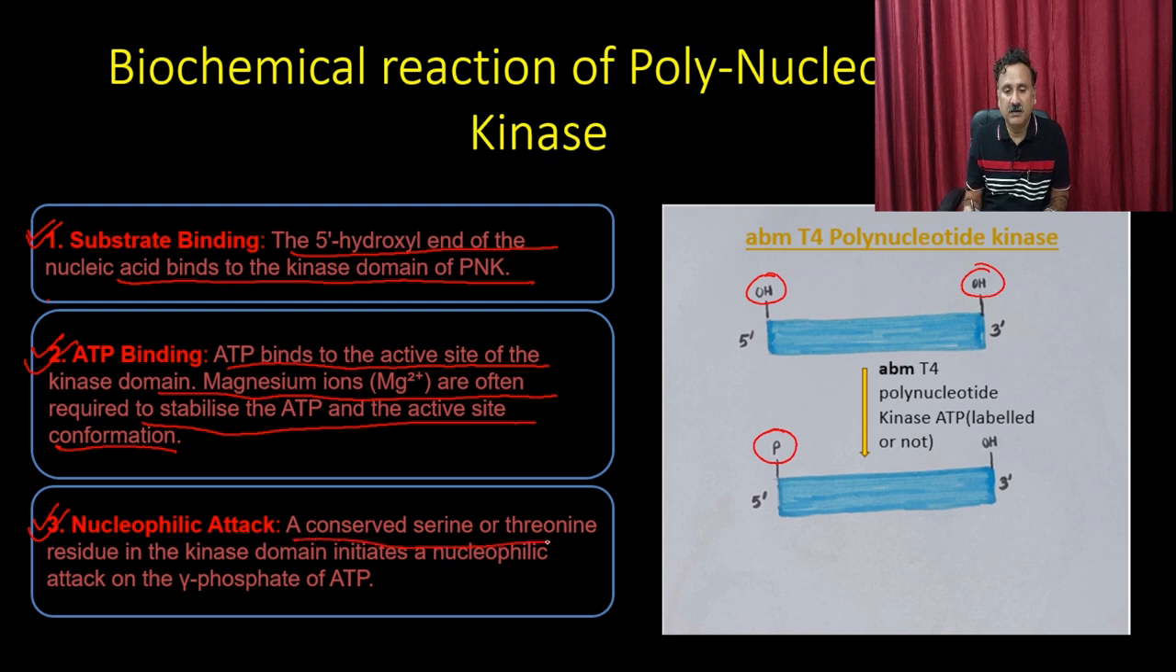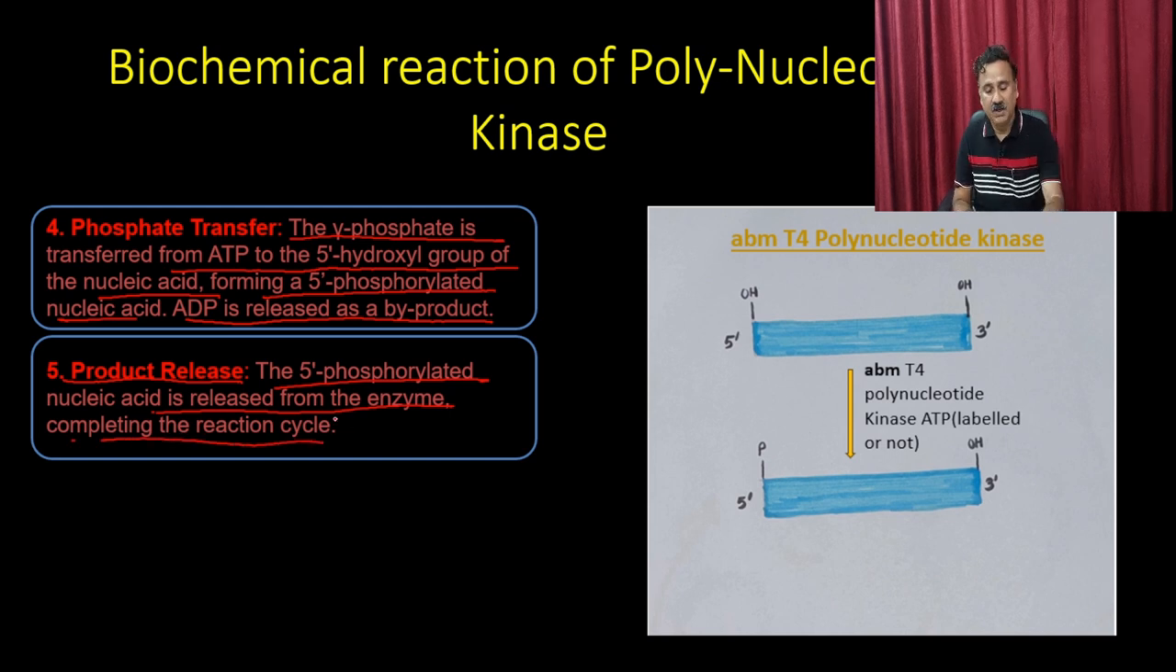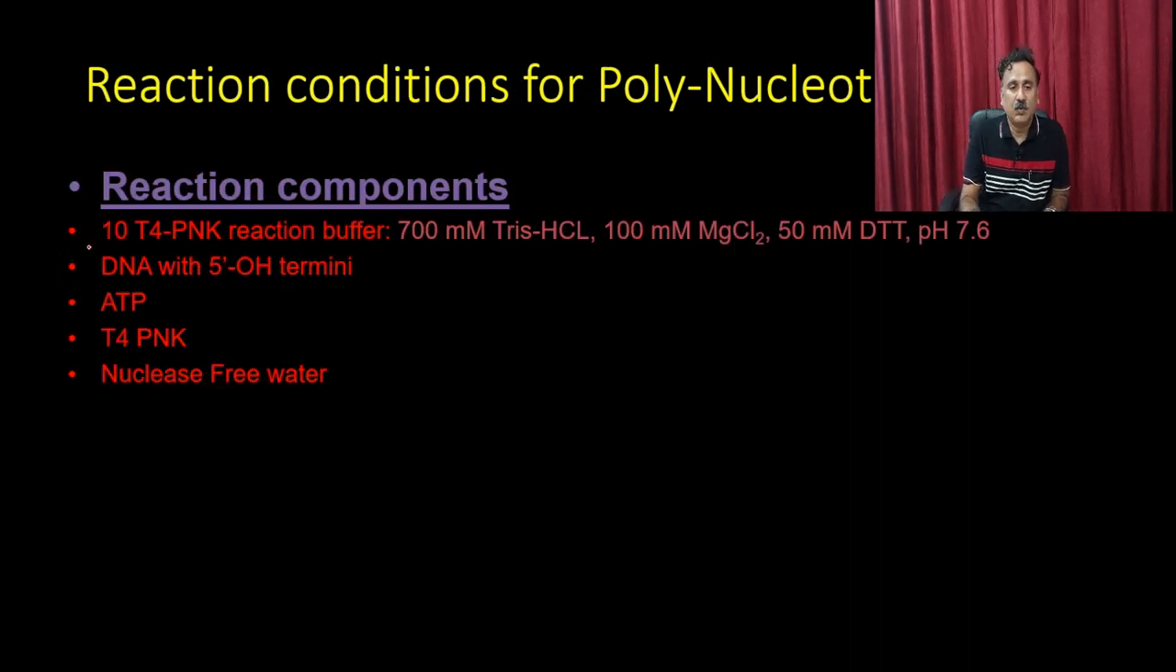Then a serine or threonine which is present on the kinase domain initiates a nucleophilic attack onto the gamma phosphate of the ATP. Then the gamma phosphate is transferred from the ATP to the 5' hydroxyl group of the nucleic acid, forming a 5' phosphorylated nucleic acid. ADP is released as a byproduct, and once the phosphorylated product is generated, it is released from the enzyme, completing the reaction cycle. Now, if you want to perform these reactions, you are supposed to have the following components. You require the T4 PNK reaction buffer, you require the DNA, you require the ATP, you require the T4 PNK enzyme, and then you also require nuclease free water.